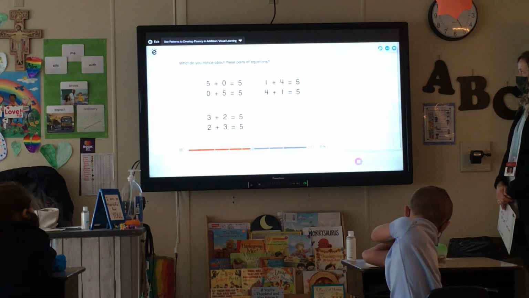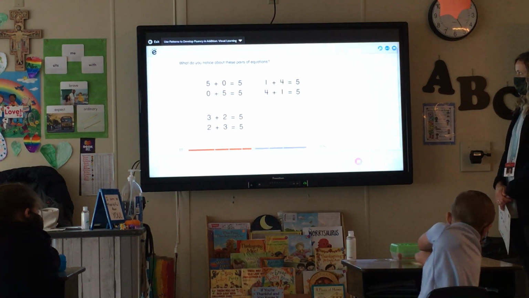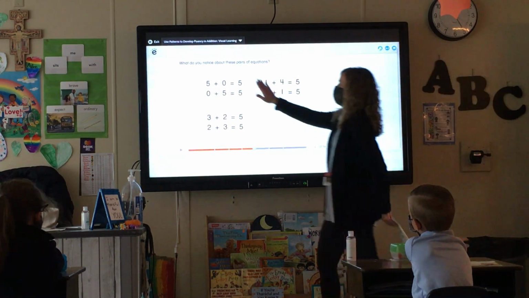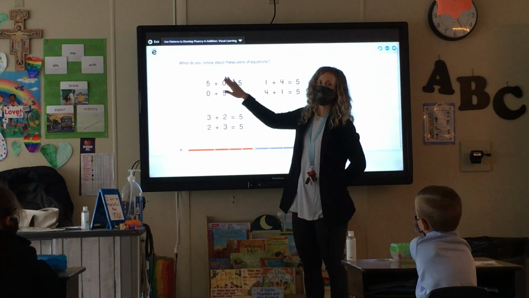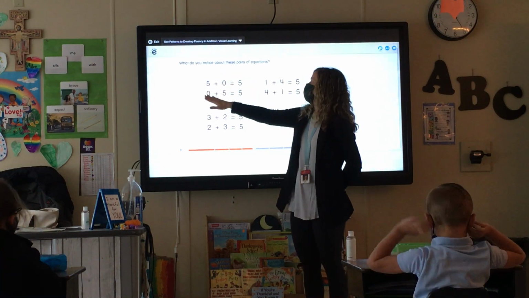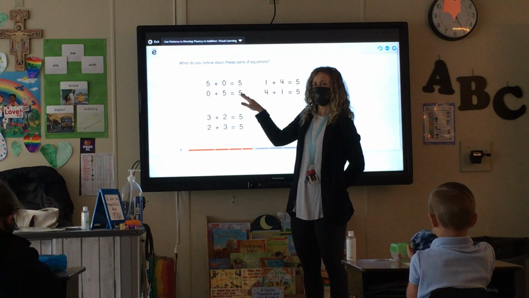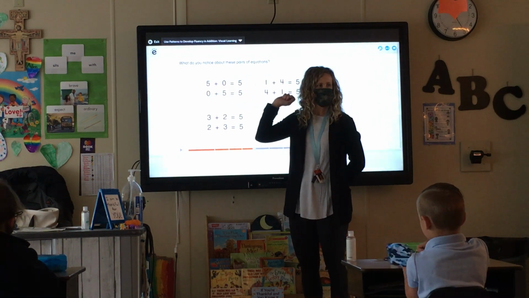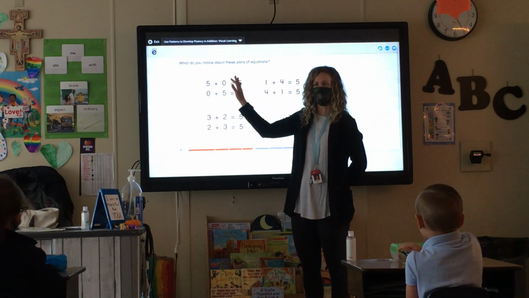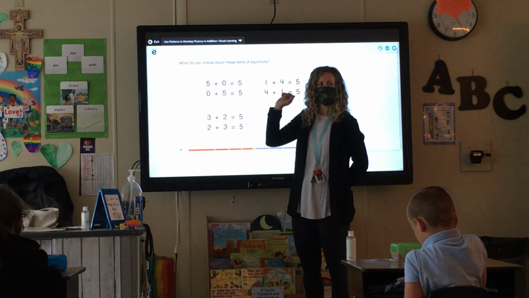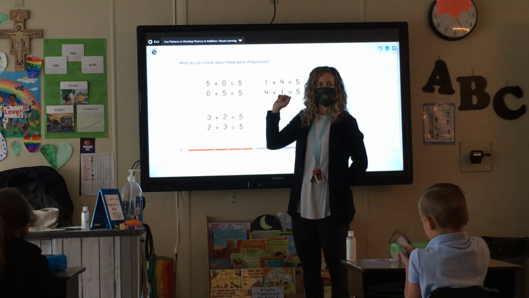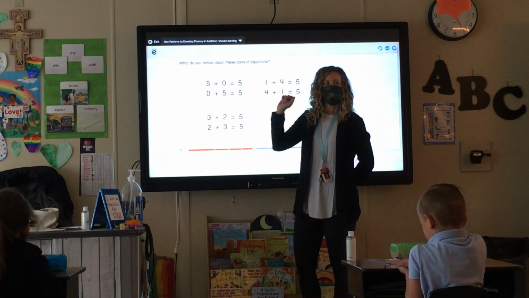What do you notice about these pairs of equations? Okay, so take a look at just these two equations. 5 plus 0 equals 5. 0 plus 5 equals 5. What do you notice about these equations? Here, just these two. What do you see, Riley? I think that it's a fact that they both have 0s and 5.